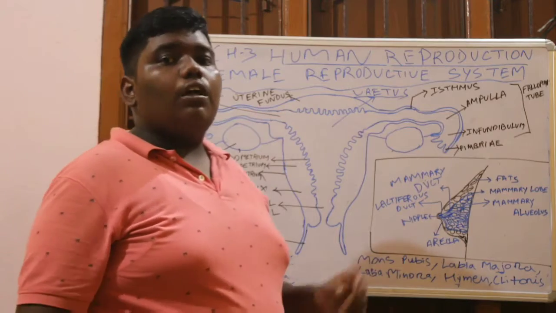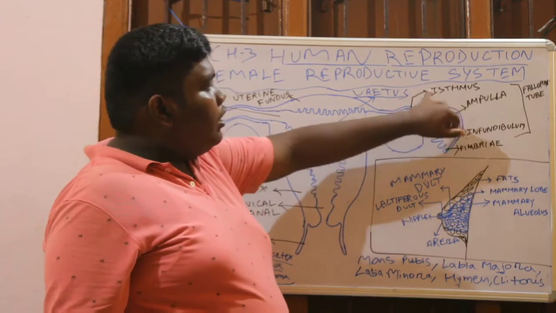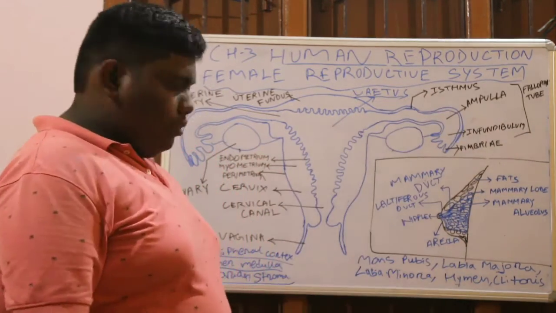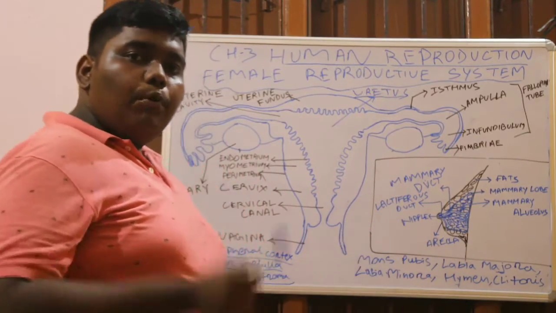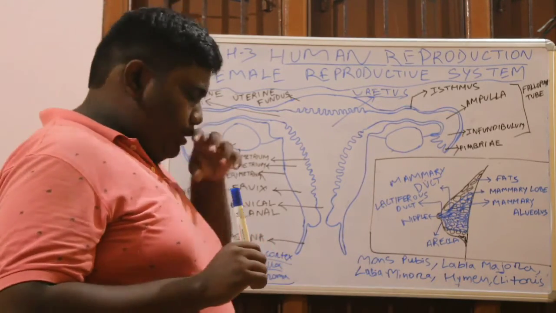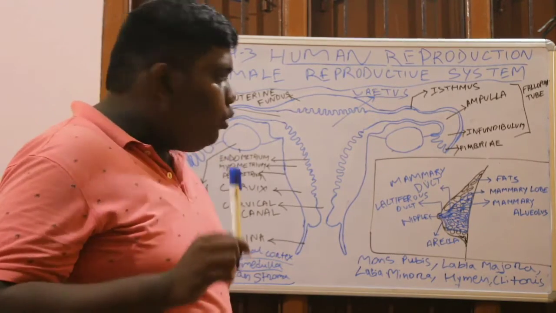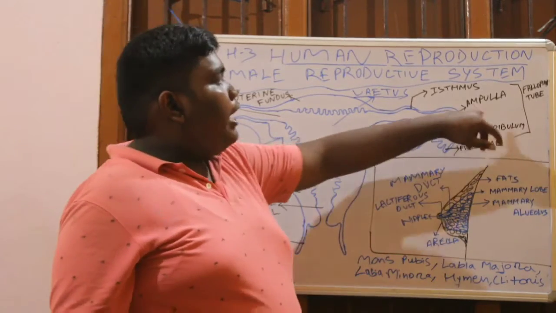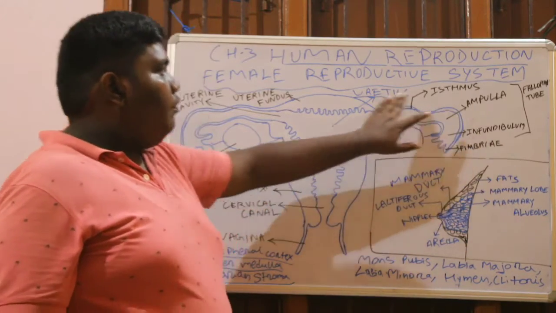Now, the fusion of the male and female gamete takes place in between the ampulla and the isthmic region. So, we can say that the fusion takes place in the ampulla-isthmic region of the fallopian tube. If you get a question in the exam, where does the fusion take place, do not write fallopian tube. You need to write the ampulla-isthmic region of the fallopian tube. Now, this is all about the fallopian tube.